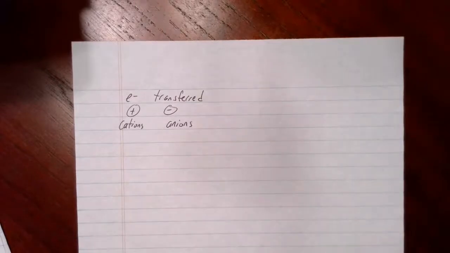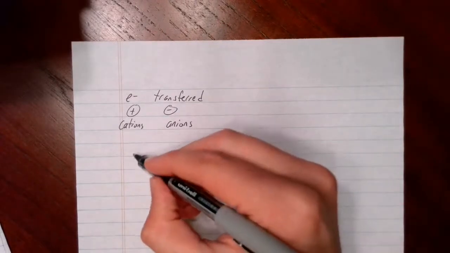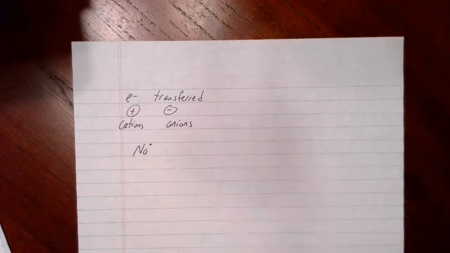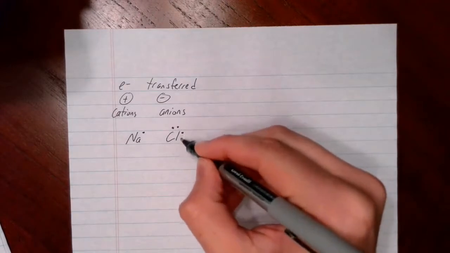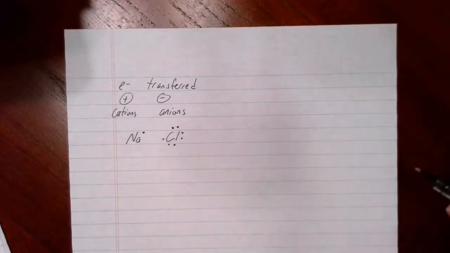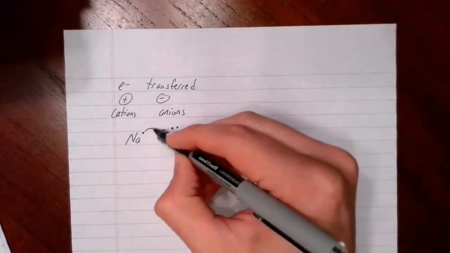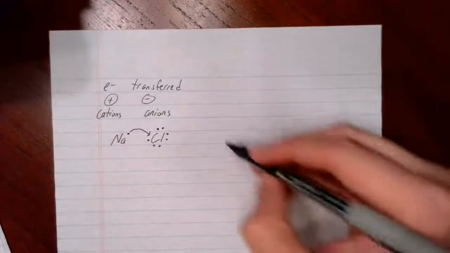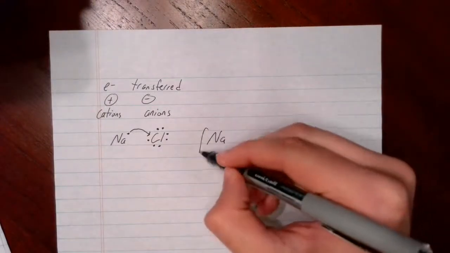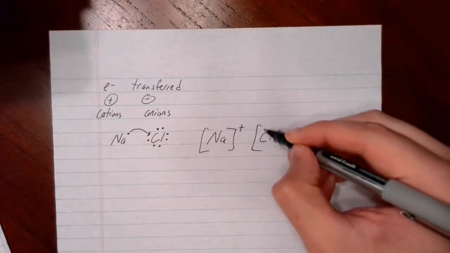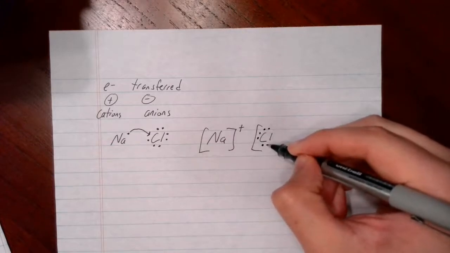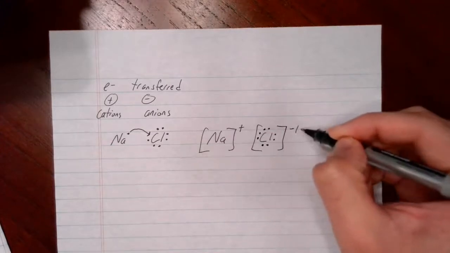Let's start off by looking at the combination of sodium and chlorine. Sodium would be in group 1A, so sodium would have one valence electron. Chlorine would have 7 valence electrons. It's in group 7A. Okay? So when the electron is transferred, this electron goes right here. So we're left with sodium with a +1 charge, and we have chlorine with a -1 charge. Okay?